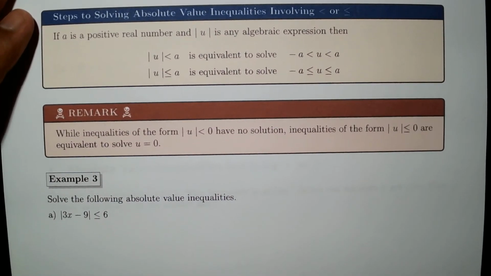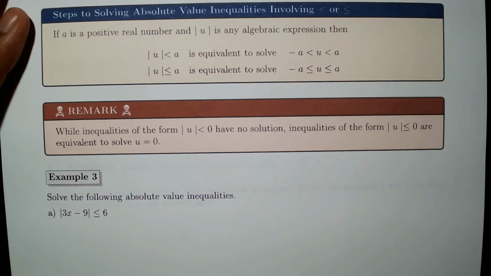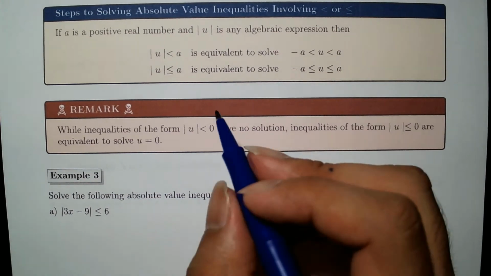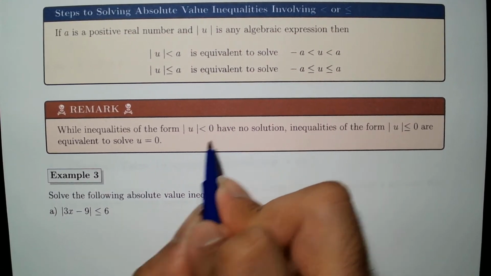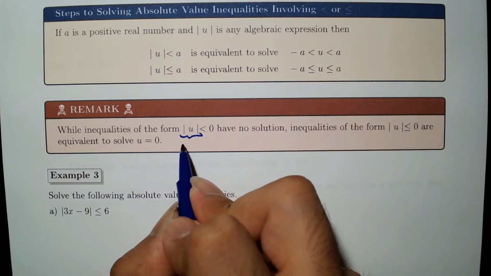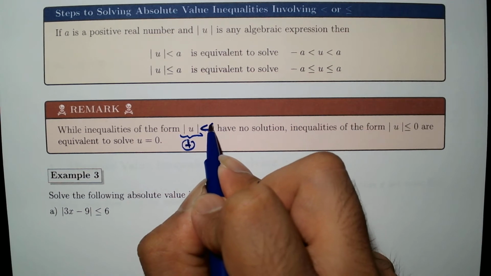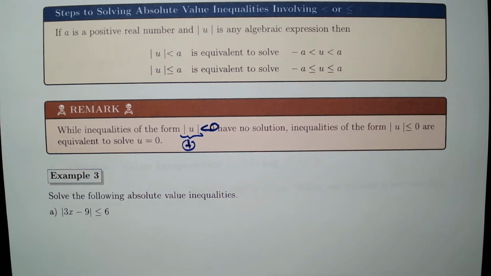In this case, inequalities that have this form have no solution. Why is that? Because you have a distance here, a distance that is meant to be positive. Can we have a distance less than 0? No, that would be a negative distance, so that's why there is no solution.